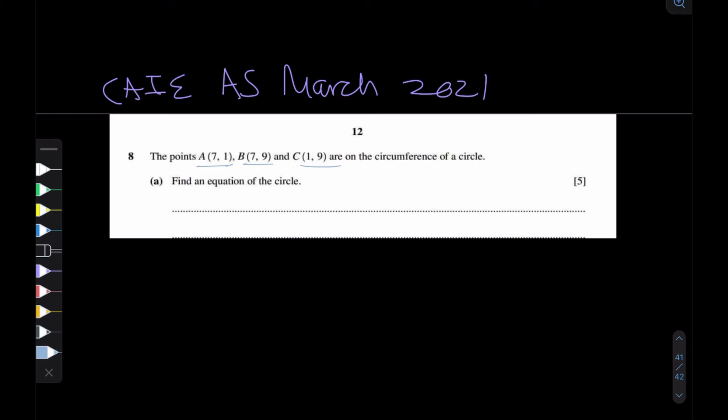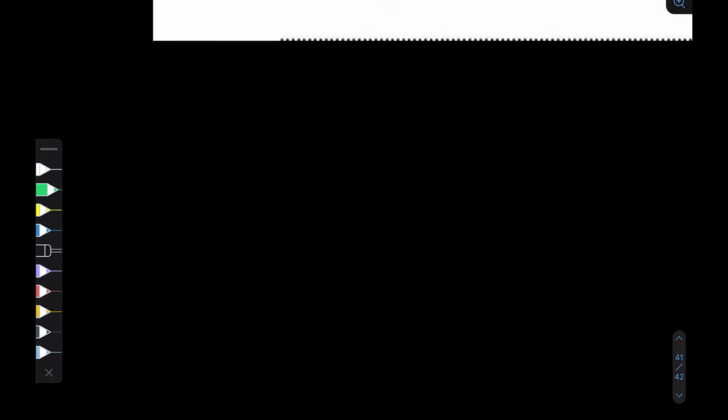So let's forget about this question. Let's say you're given any 3 points on a circle, let's say 5 comma 7, 7 comma 11, and, I don't know, something like 2 comma 3. Now this question is like a classic Cambridge board question. They appear in past papers a lot.